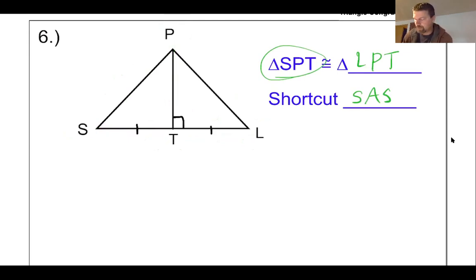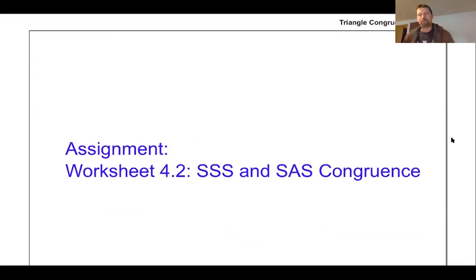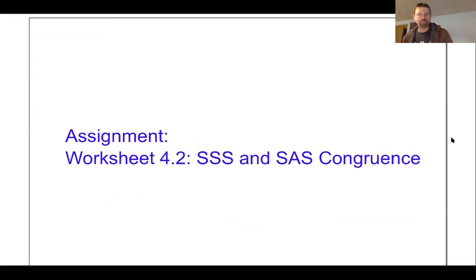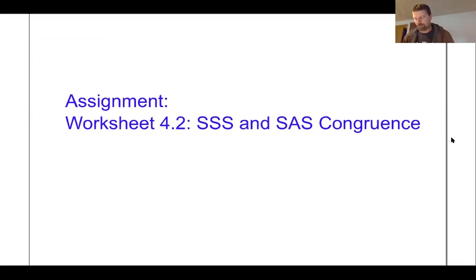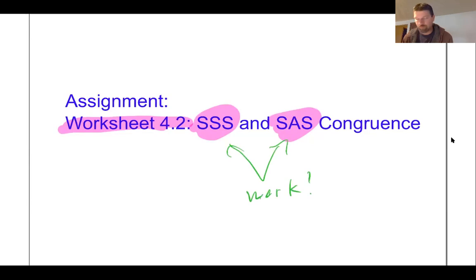All right. We are definitely going to run through some examples like this in our live session, so let's be ready for that. Definitely ask questions if you have them. Today's assignment is a worksheet. It's talking about the side, side, side congruence and the side, angle, side congruence. Again, those are the only 2 that we know so far that work to tell if triangles are congruent. If you end up with angle, angle, angle, that doesn't work.